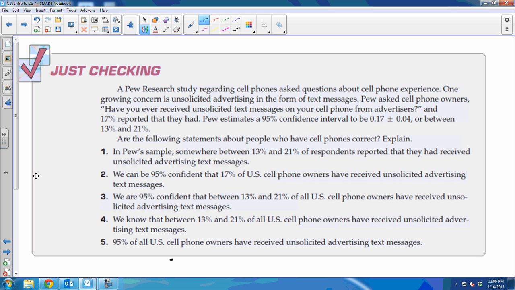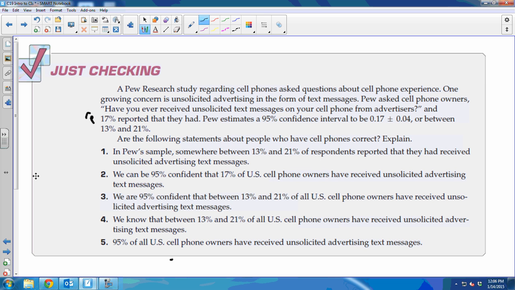All right. A Pew Research study regarding cell phones asked questions about cell phone experience. One growing concern is unsolicited advertising in the form of text messages. Pew asked cell phone owners, have you ever received unsolicited text messages on your cell phone from advertisers? And 17% reported that they had. What is that 17%? P hat. That's an estimate that you came up with of one sample, right?